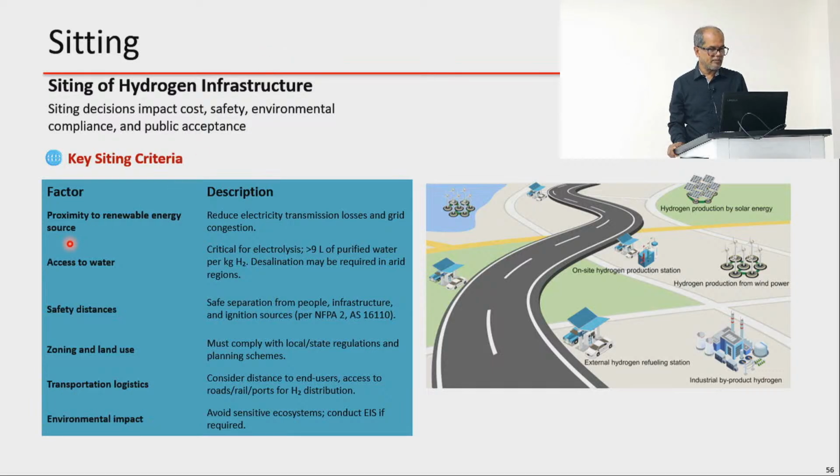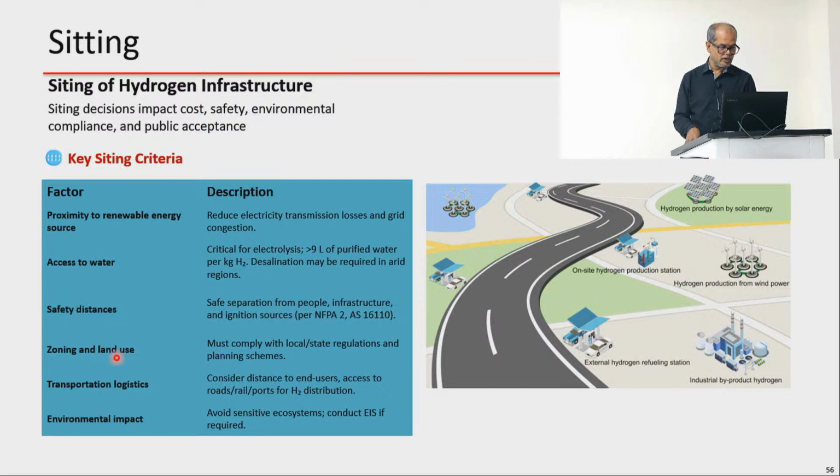So for example, the factors that you need to consider: as we are going to use renewables, is it close to renewable energy sources? That is going to reduce the transmission line losses and grid congestion. As we utilize water, what sort of access do you have to water, which is mainly critical when you are going to utilize the electrolysis process. Safety distance, whether you have safe separation from people. So if someone is living in some area, how far is your system from those suburbs and the areas where people are living.